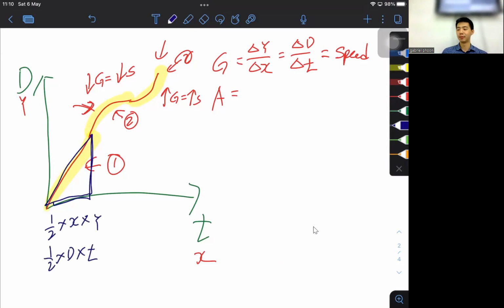Distance times time is not speed, bro. Distance over time is speed. So from here, distance times time represents nothing. What I want to emphasize is that not all areas represent something, but all gradients definitely represent something. So in this case here, you're supposed to say that area doesn't represent anything, so don't be baited by the question. It's not supposed to mean anything.